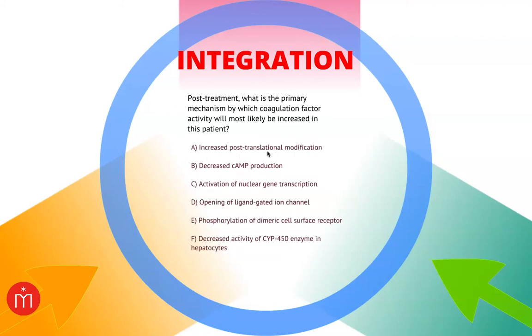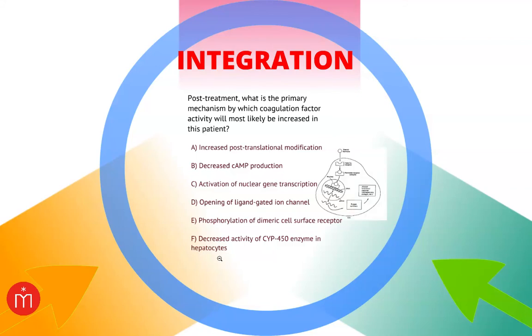Answer choice A, increased post-translational modification. Answer choice B, decreased cyclic AMP production. Answer choice C, activation of nuclear gene transcription. Answer choice D, opening of ligand-gated ion channels. Answer choice E, phosphorylation of dimeric cell surface receptors. Answer choice F, decreased activity of CYP450 enzymes in hepatocytes.